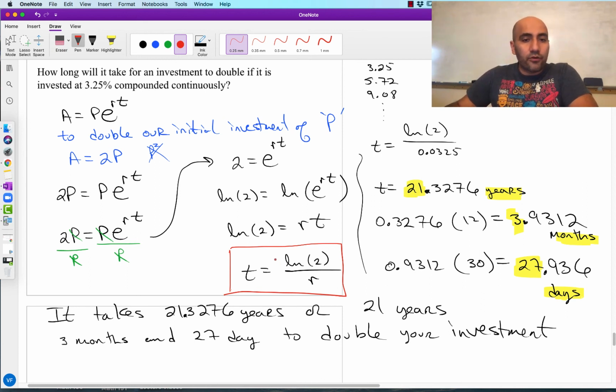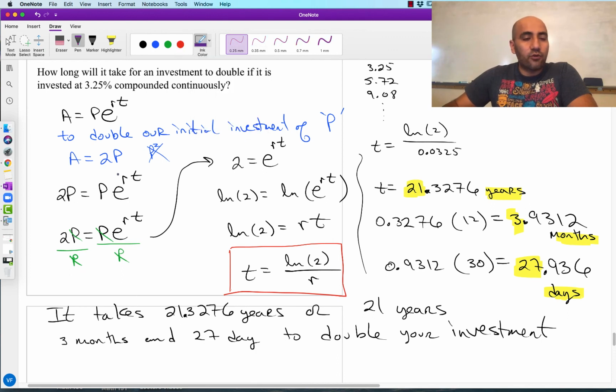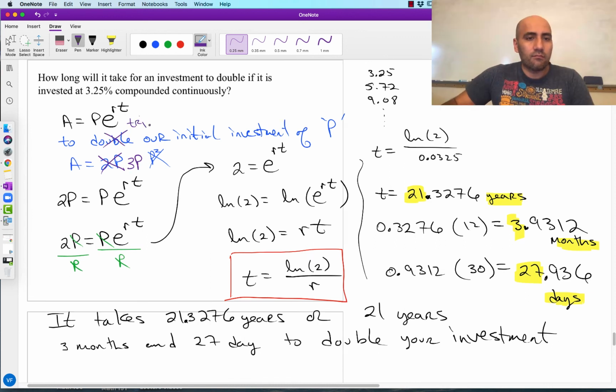Okay, and then further, notice that the way we got it was to replace A with twice P. But what if we wanted to triple our investment, right? We're not satisfied with doubling it. We want to triple our investment. So how would that change in this formula? Instead of 2P, we want 3P. We want to triple our money. How long does it take to triple our money? Doubling is not good enough.